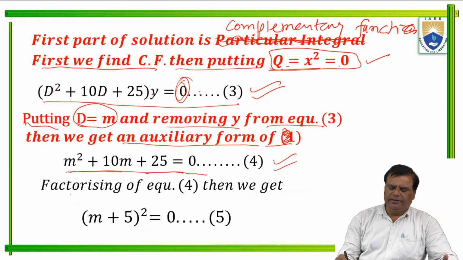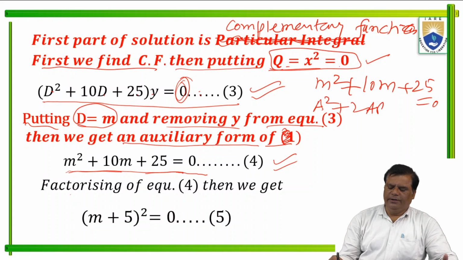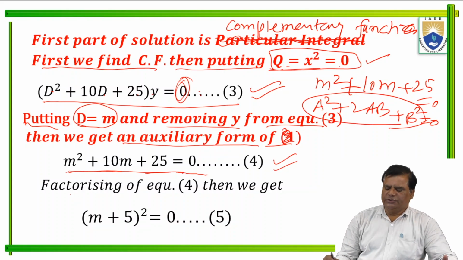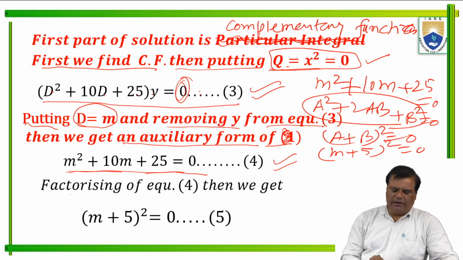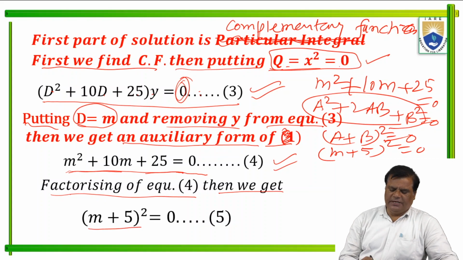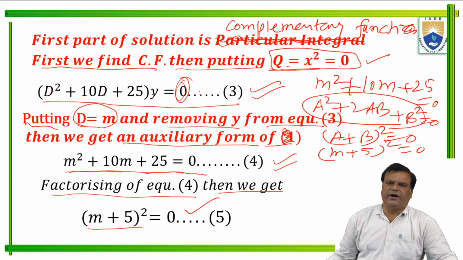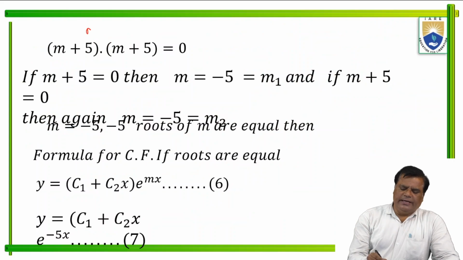What is a perfect square? This is m square plus 10m plus 25 equal to 0. If our equation is a square plus 2ab plus b square, then this is a perfect square, a plus b whole square. Same here, this is m plus 5 whole square. So factorizing equation 4, we get m plus 5 whole square equal to 0. This is equation 5.